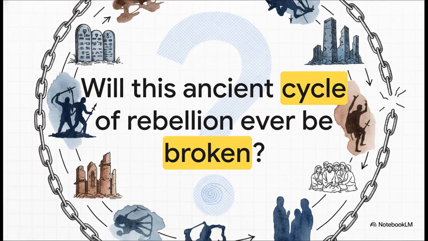Which leaves us with a really profound, lingering question as we wrap up today. We've mapped the timeline, the covenant, the cycle of rebellion, the fall of kings, and the promise of a remnant. But looking at the entirety of this narrative, we have to ask, will this ancient cycle of rebellion and consequence ever truly be broken? Or is that surviving remnant just destined to repeat the loop all over again?